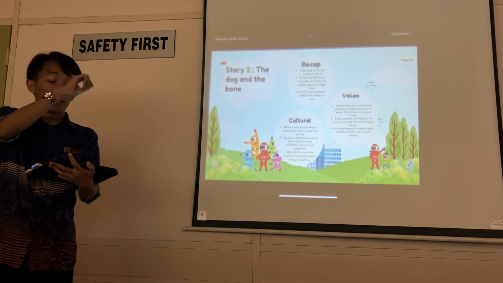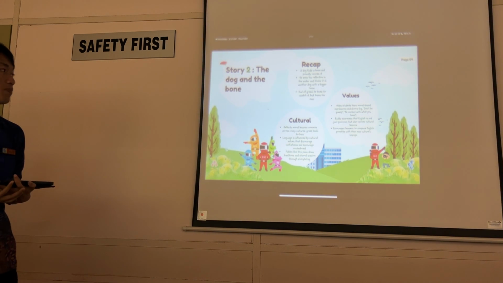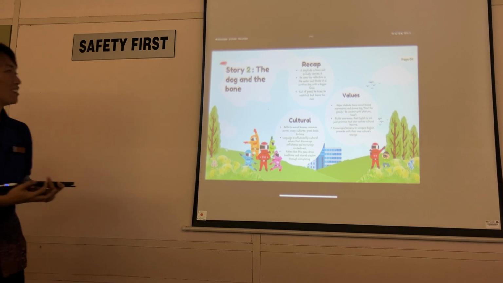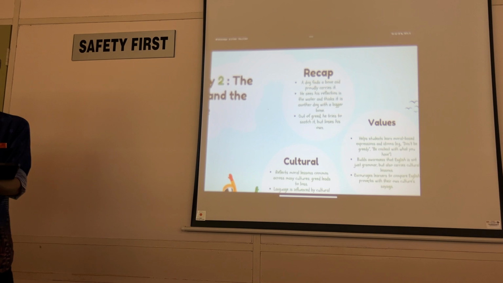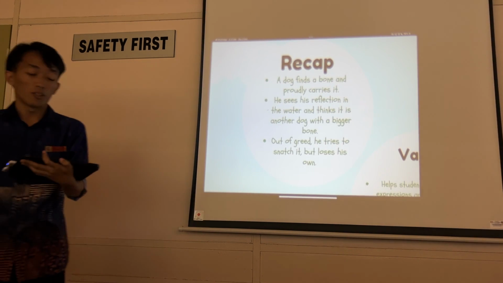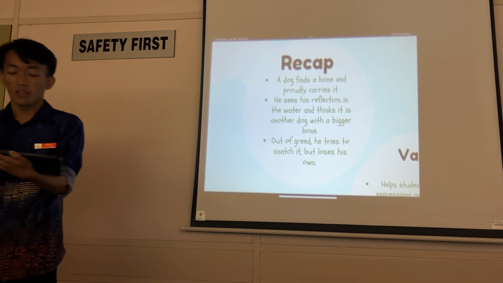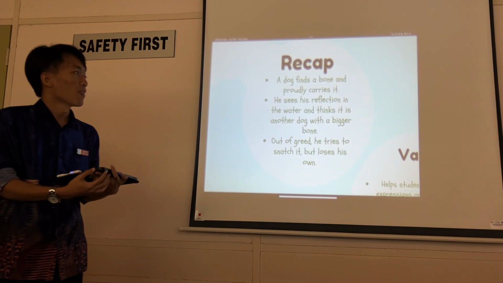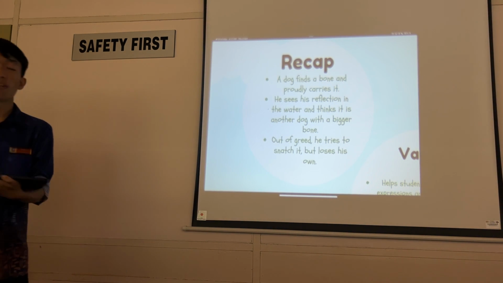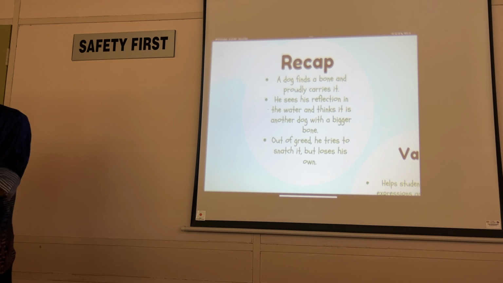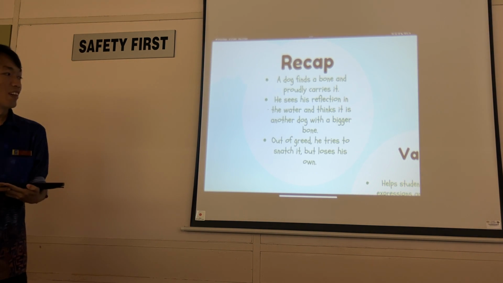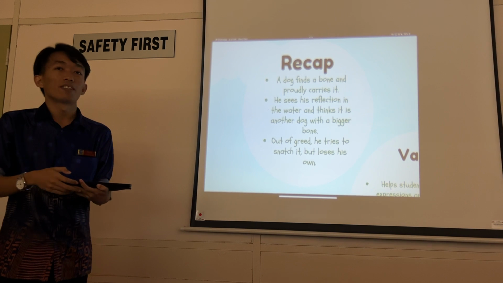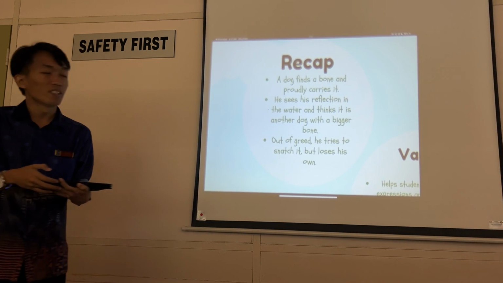Okay, so next we have the second story, the dog and the bone. First of all, let's recap it. The story is about a dog who finds a bone and proudly carries it. Then he sees his reflection in the water and thinks it is another dog with a bigger bone. And out of greed, he tries to snatch it, but loses his own bone.